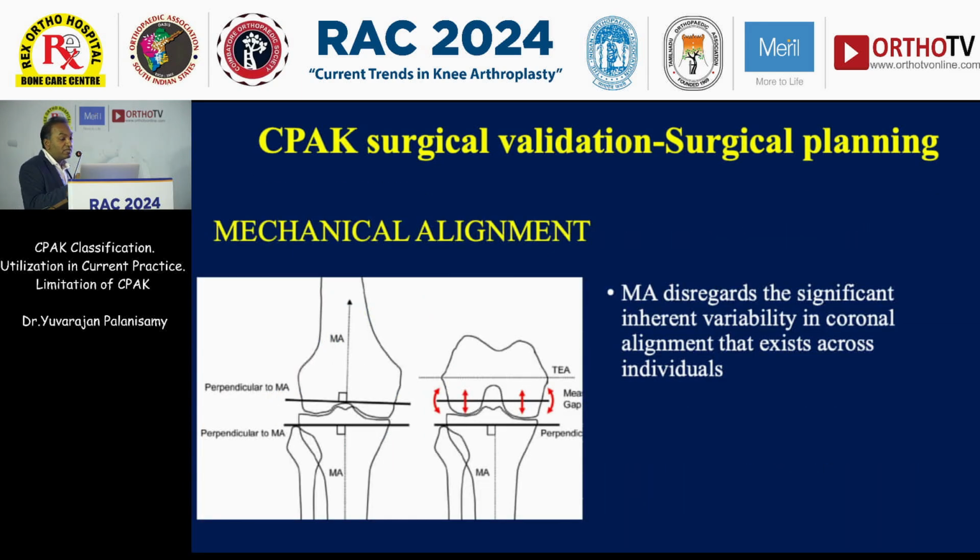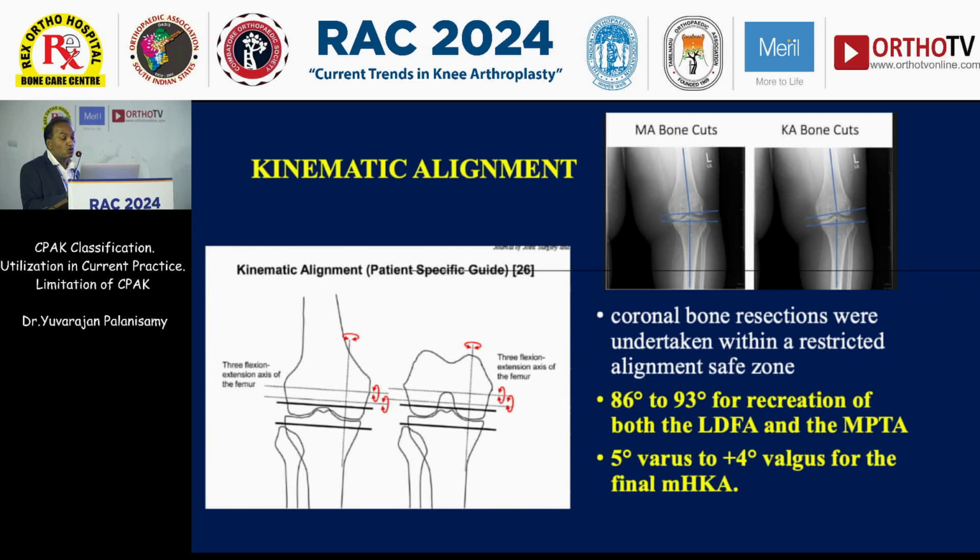We all know the basic principle of mechanical alignment: it takes a perpendicular 90 degrees to the mechanical axis, but it disregards the significant variability in the coronal alignment that exists across individuals. So the concept of kinematic alignment has come, but in kinematic alignment, the surgeon should go with a restricted alignment safe zone, between 86 to 93 degrees, to recreate the particular LDFA and MPTA for the particular patient.